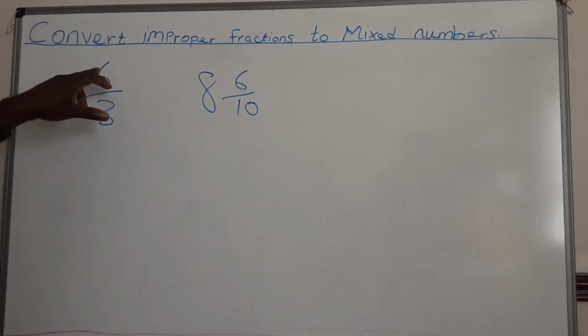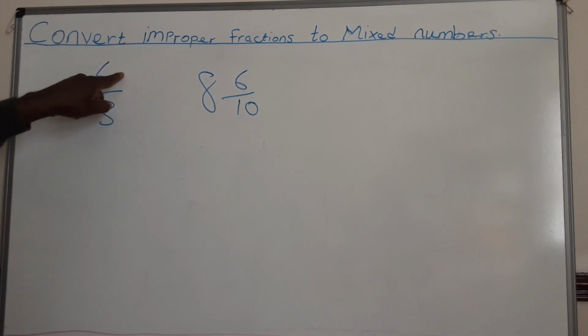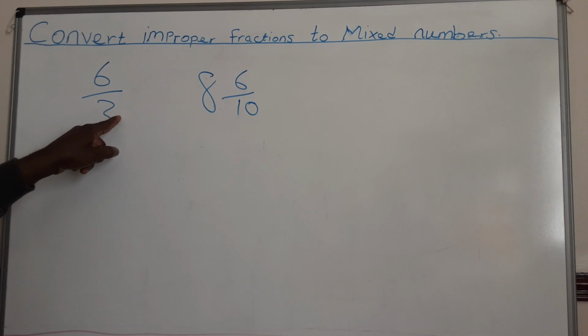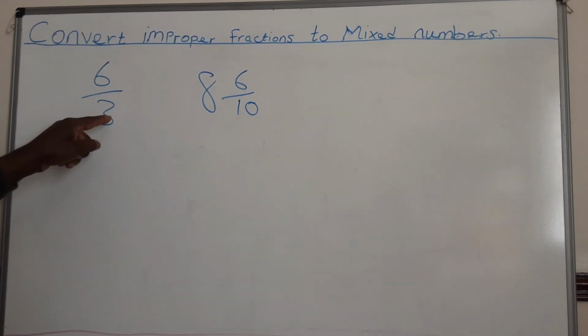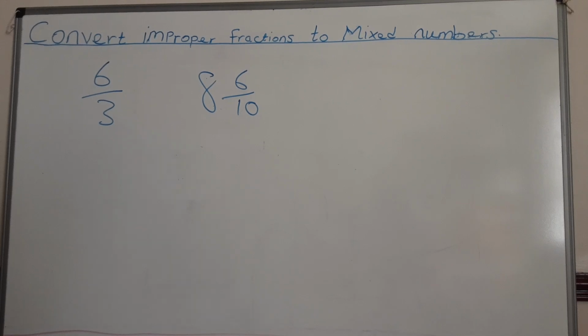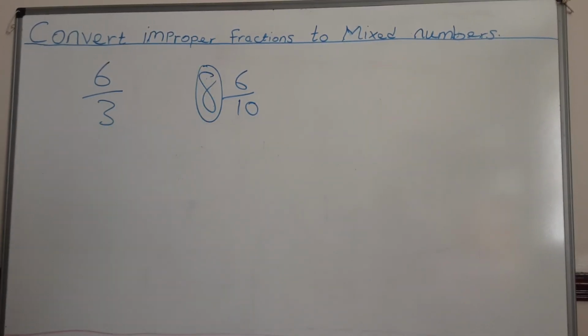So we can say this is an improper fraction because look at the numerator. The numerator is 6 and the denominator is 3. So we can see that the numerator is greater than the denominator. And this is a mixed fraction because it's got a whole, which is 8, and it has a fraction, which is 6/10.